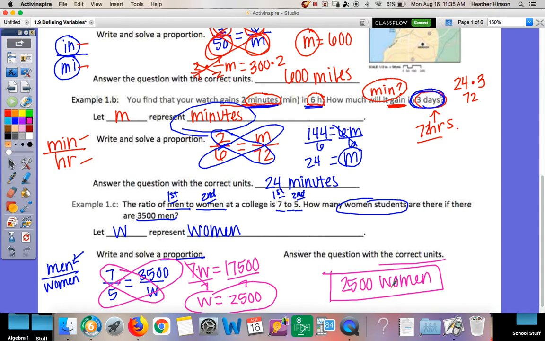Always put your correct units, no matter what. So those are your proportions. Set up the top and the bottom of your fraction. Keep it consistent on both sides. Men has to be on top on both sides, then women on the bottom of the fraction. Or if you flip that, make sure women are on top on both sides and then men on the bottom for both sides. Cross multiply and then divide.